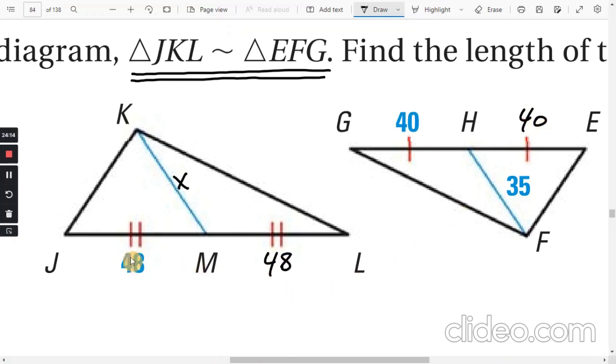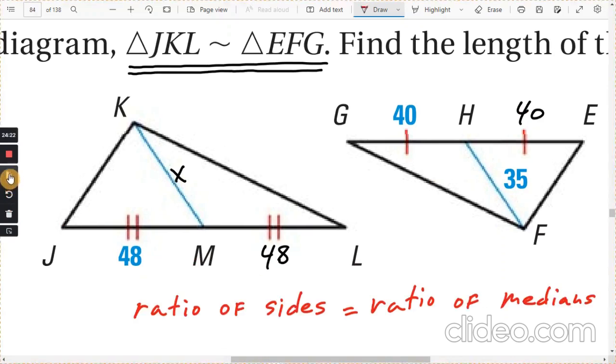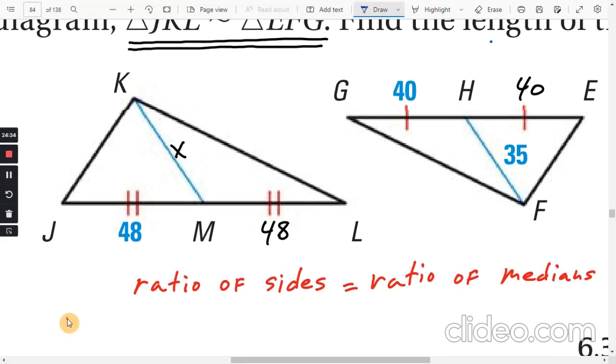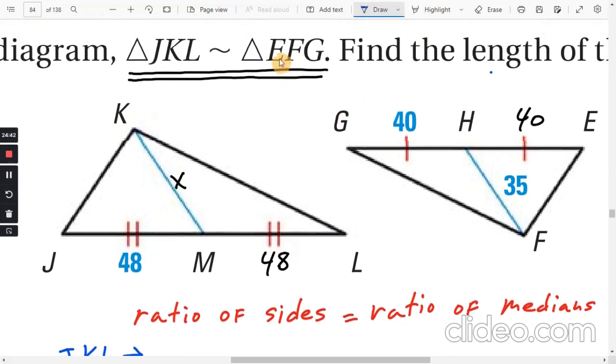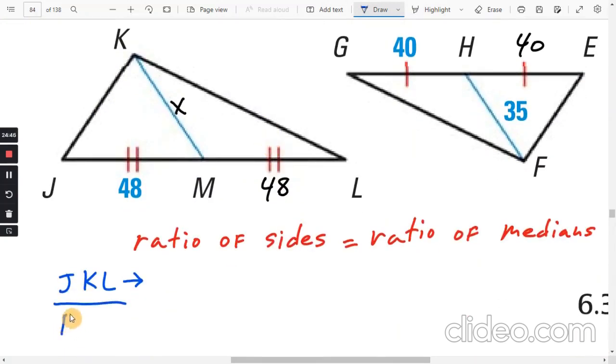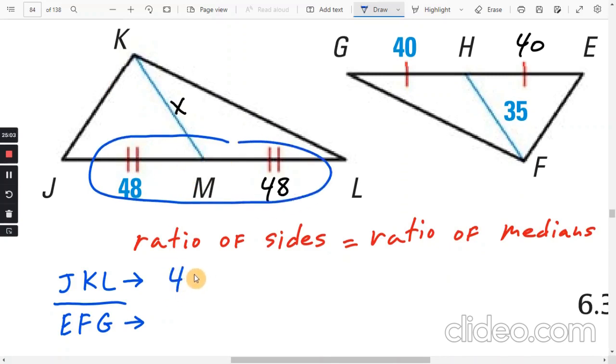So please complete this problem. Find the ratio of the side lengths and make that equal to the ratio of the medians. Okay, we know that the ratio of the sides equals the ratio of the medians. All right, so I'm going to put JKL in the numerator. And I'm going to put EFG in the denominator. We were only given one side on each one. So for JKL, that's this one. The side length is going to be 48 plus 48. And for EFG, the side length is going to be 40 plus 40.